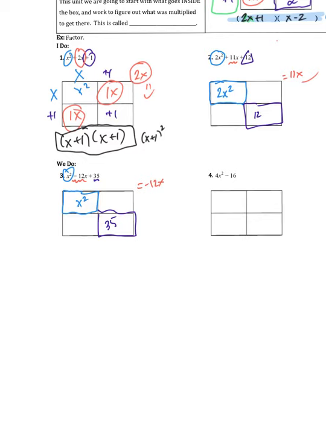So what makes 2x squared? Well, 2x times x. And what makes 12? Well, there's a lot of things that multiply to be 12, and I'm just going to list them up here. 1 times 12, 2 times 6, 3 times 4. That's a lot of different options here. A couple of things that I want to point out before we just jump in and guess one right away.